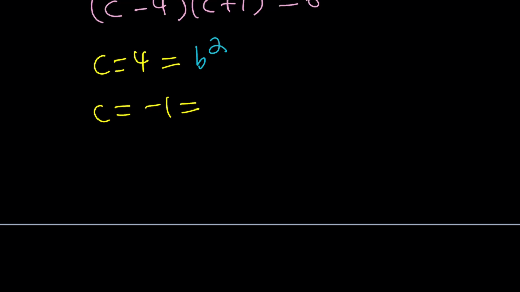So if c is equal to b squared, and b squared is equal to 4, from here we get b equals 2 or b equals negative 2. There are two numbers whose square equals 4. Those numbers are 2 and negative 2. Make sense?